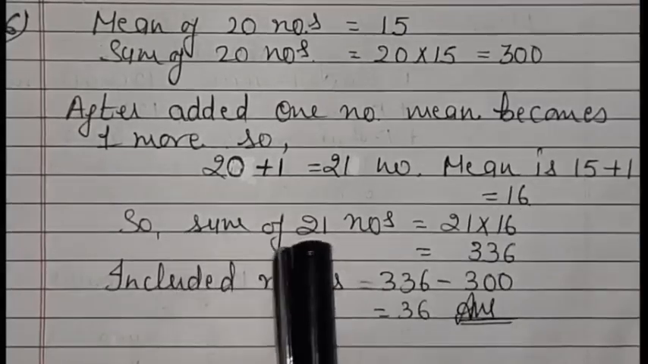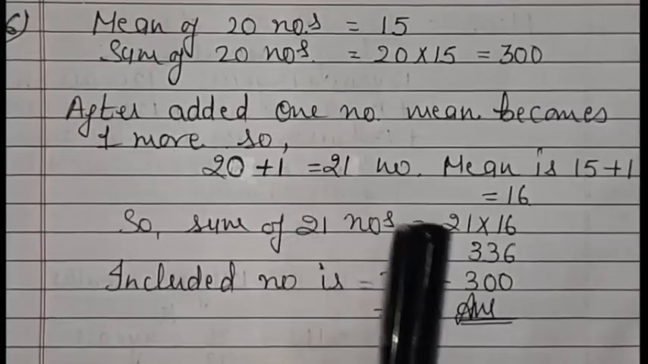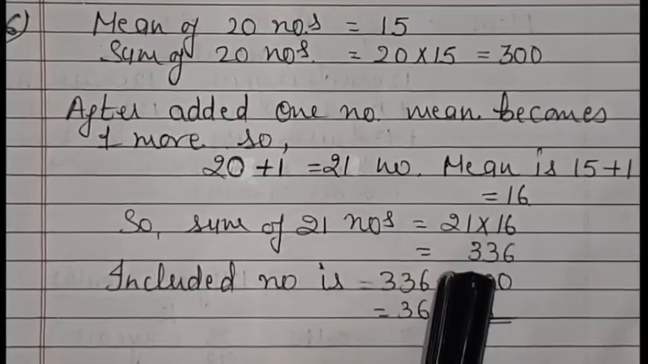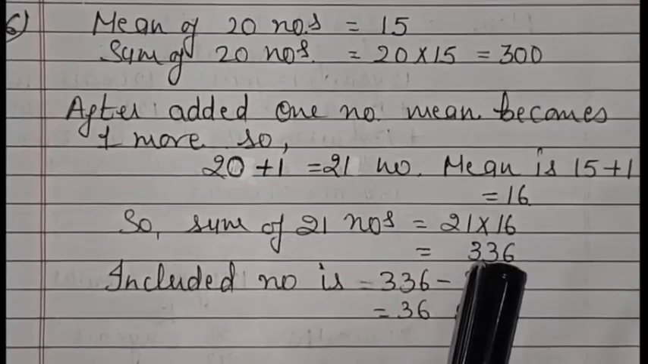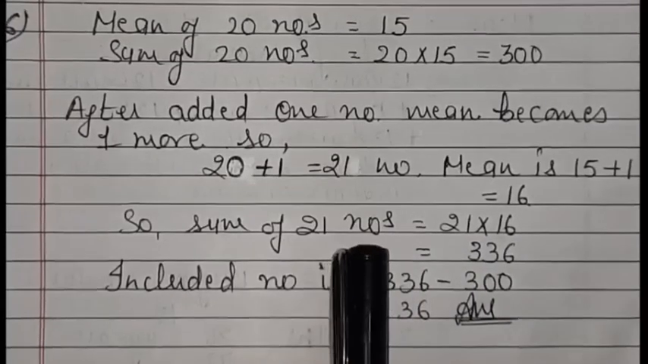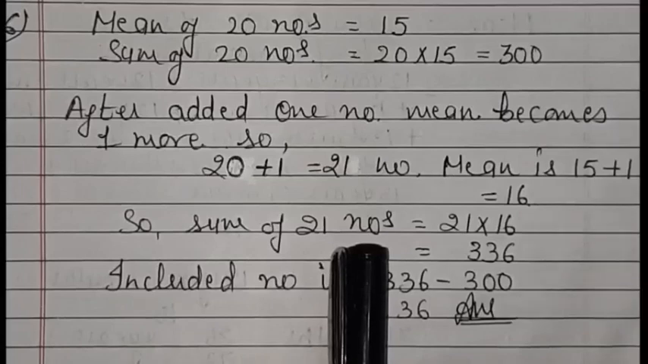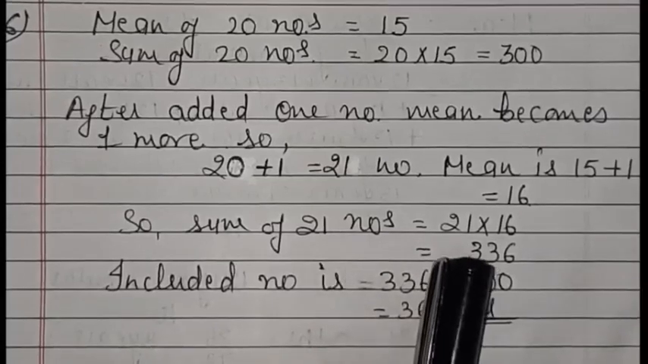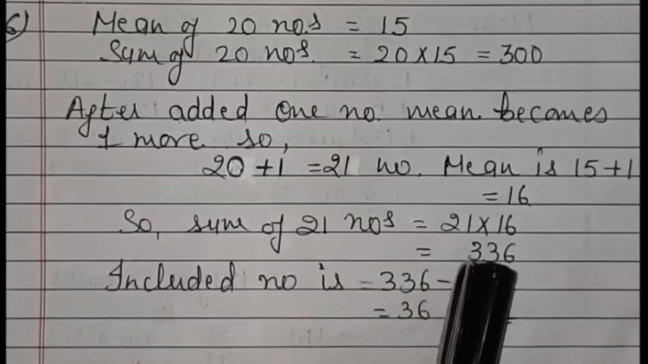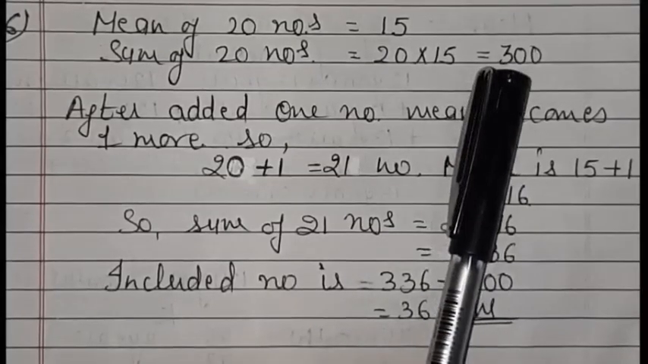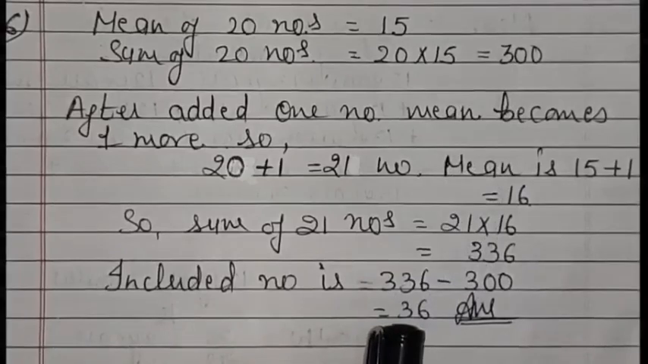So what will be the sum of 21 numbers? 21 into 16. When we multiply, 336 will come. Now they are asking us to find the number which has been added. For that, we subtract 336 minus 300. So when we do that, the answer is 36.